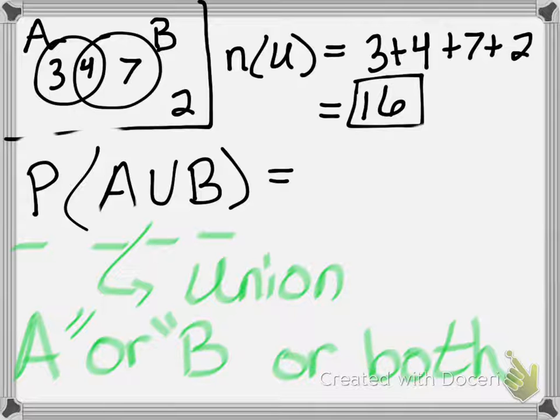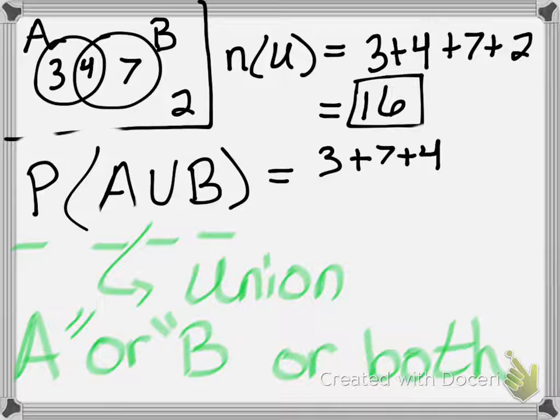So I walk up to these 16 people and I ask you a question. Are you in athletics or band? Yes or no? How many people would say yes? It would be those 3 people that are just in group A. It would be the 7 people only in group B. And it would be the 4 people in the middle.